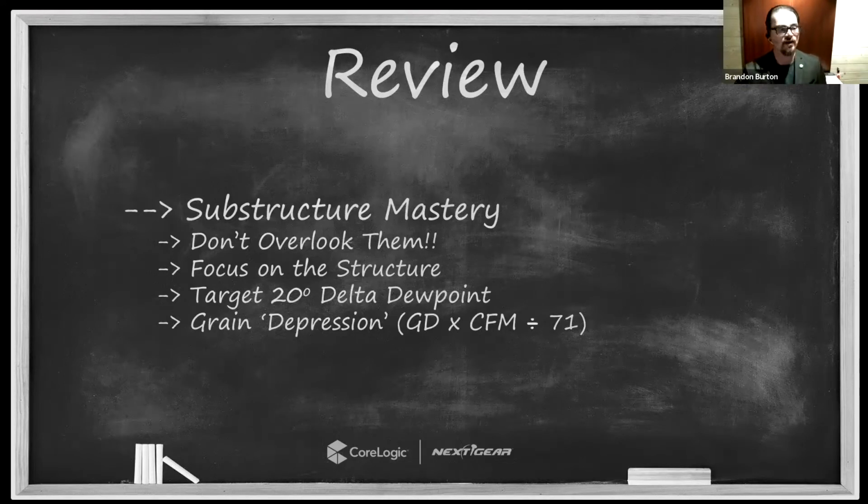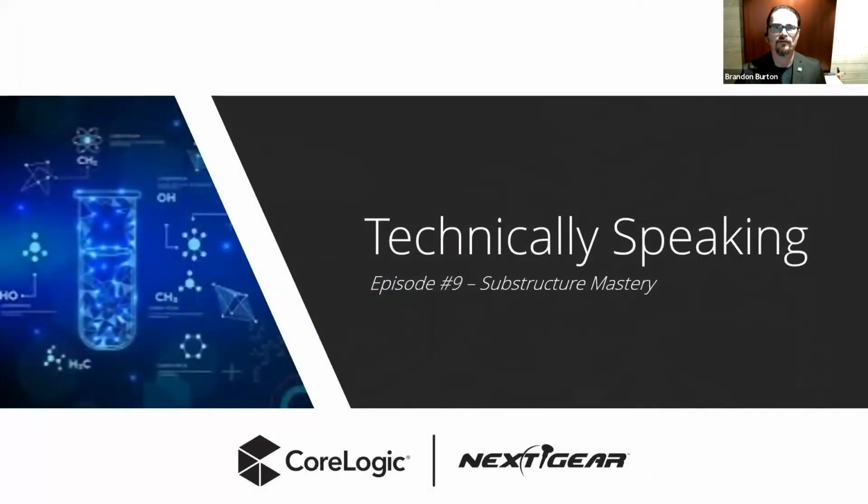And then last but not least, just a reminder from episode 8: use that formula, grain depression times CFM divided by 71, to evaluate the effectiveness of your drying system. Take credit for it. Use it in your documentation. Use it in your communication with property owners and property management companies or whomever else you're dealing with as a stakeholder, for the reason that these systems are effective and the reason you know that they are effective within that drying environment. So don't overlook them. Focus on the structure, 20-degree delta dew point, and grain depression times CFM divided by 71.